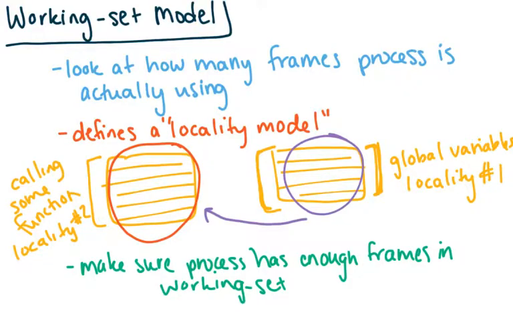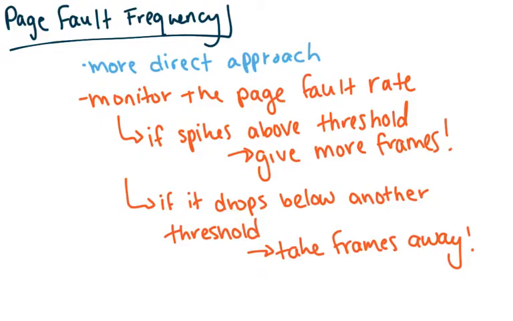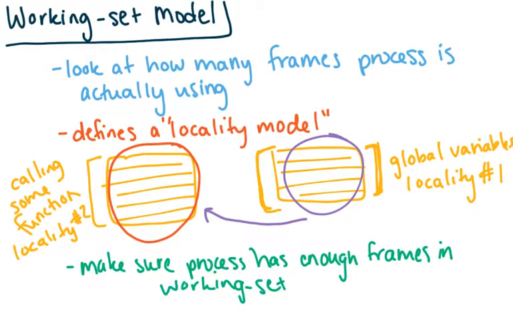So this is kind of a heuristic way of making sure that your process has what it needs, but it's kind of a wishy-washy way. There's a lot of issues with it. Sometimes the localities are not clear cut, and so this can still cause thrashing.